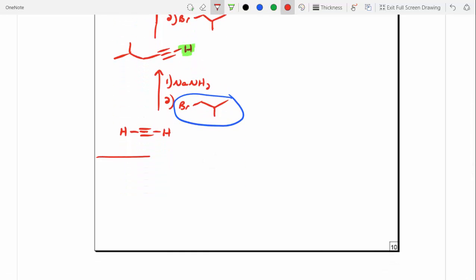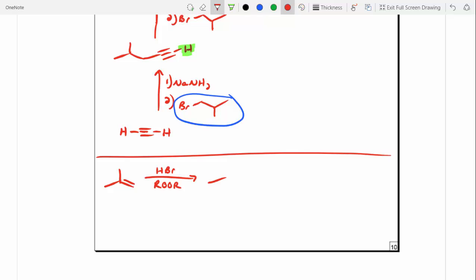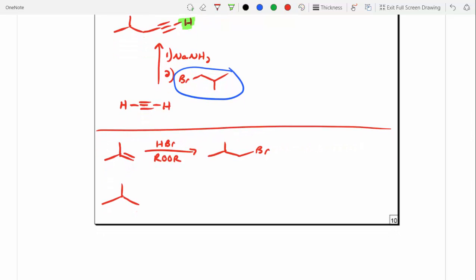So what's one method we can use to make this building block? Yep, so there's a couple different ways. Let's do both of them. We could do the easy route and treat it with an alkene and do anti-Markovnikov halogenation. That would be one route. What if we want to start with an alkane? Ah, yes. Now we know how to functionalize our alkanes. So we could do Br2 and UV light.